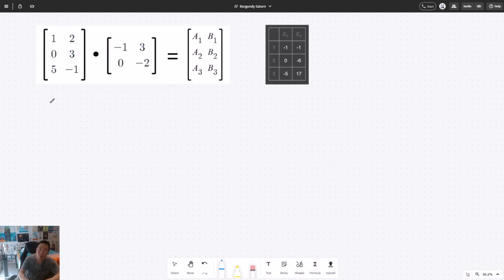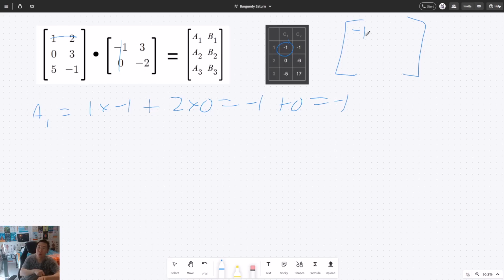Let's start with A1. So A1 is equal to, remember we have the first row multiplied by the first column, so we have 1 times -1 plus we are adding the individual multiplications of each row and column. So 1 times -1 plus 2 times 0. So that is -1 plus 0 equals -1, and we have our first answer. So let me just duplicate it here. So just to write it out, we have -1 in our first column, first row.